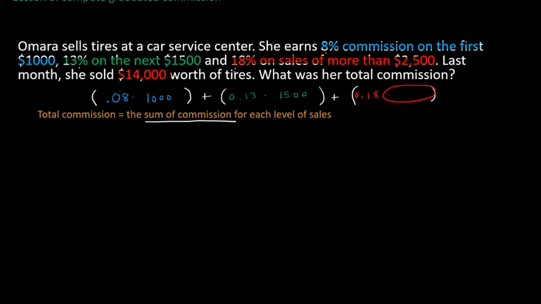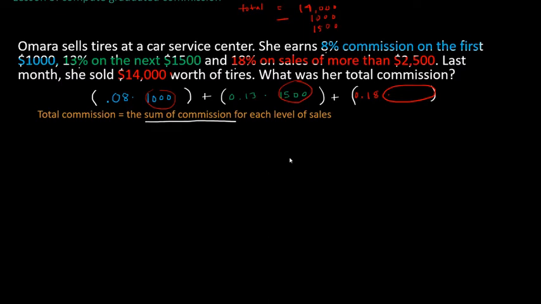Well, I'm multiplying by however much she exceeded 2,500, or you can think of it as the money she hasn't earned commission on yet. So to figure that out, I'm going to take her total sales of 14,000 and subtract off the stuff she's already getting commission on, because we don't want to give her double commission, right? So we're subtracting off that 1,000 and that 1,500. And that's how we find that number.